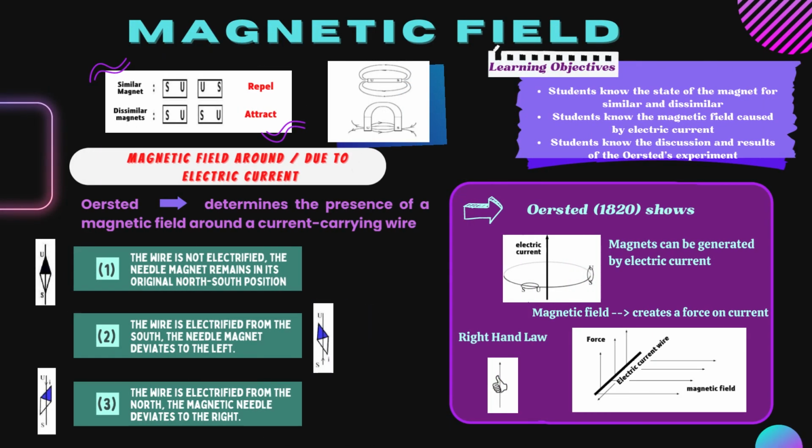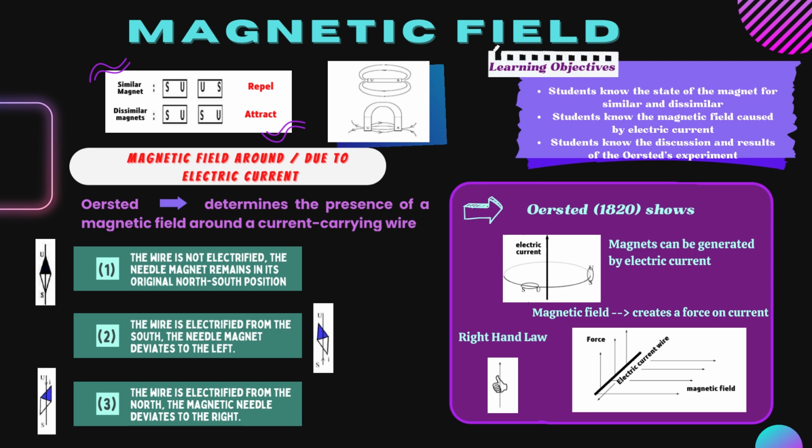There are three learning objectives here. Number 1, students know the behavior of magnets for similar and dissimilar poles. Number 2, students know the magnetic field caused by electric current. Number 3, students know the discussion and results of the Oersted experiment.